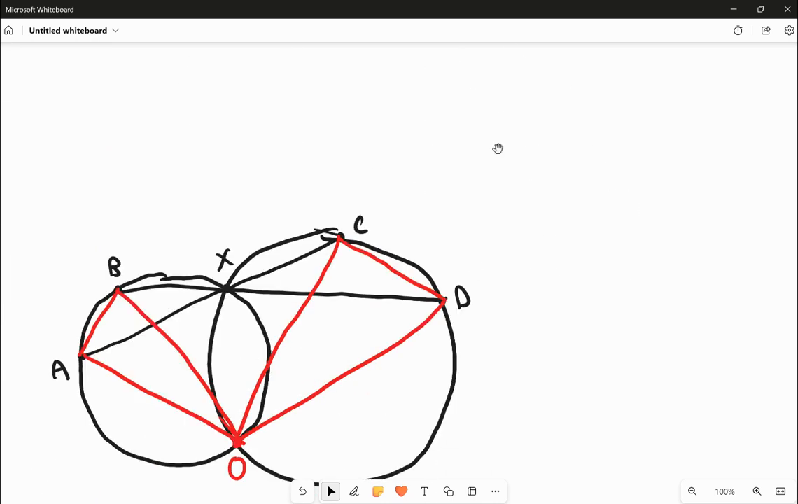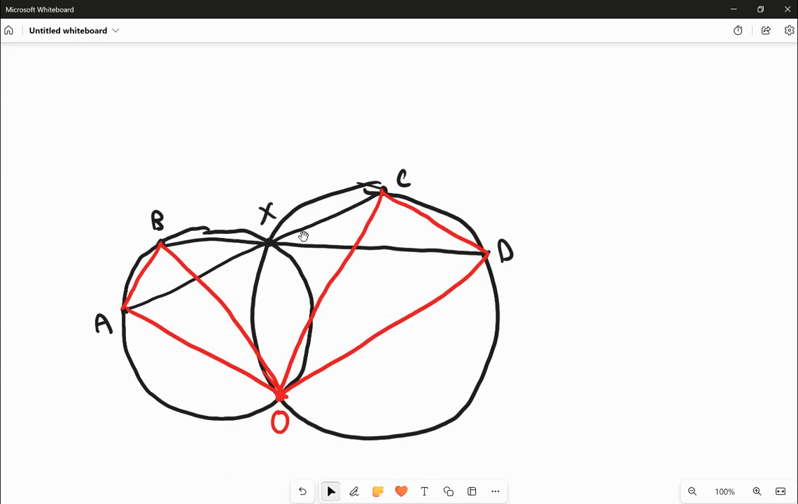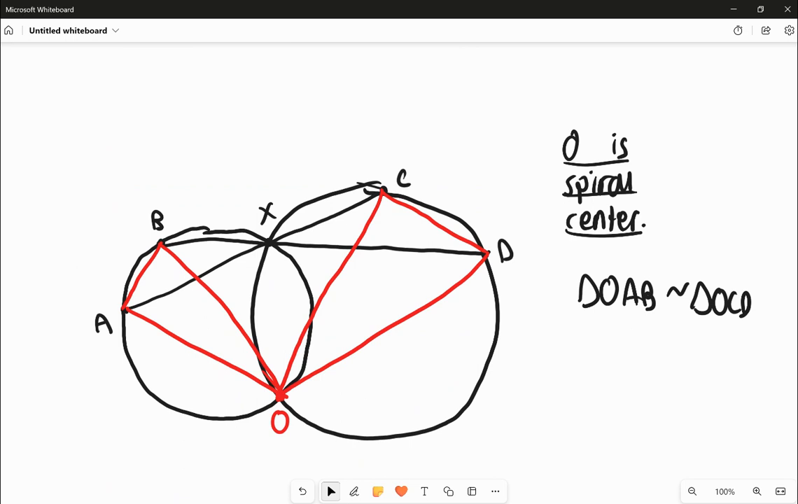Well, it turns out that if we draw the lines AC and BD and they intersect at a point X here, and then we draw the circumcircles of ABX and XCD, and the second intersection point is a point O, then it turns out that O is a spiral center. So how can we prove this? Our goal is to show that triangle OAB is similar to triangle OCD. And the best way to do so is to prove that the corresponding angles are equal.